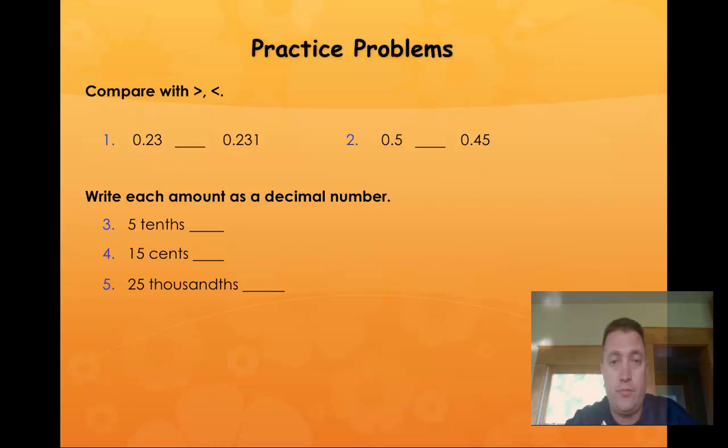All right, so here's some practice problems for you today. I need you to compare the first two with the greater than, less than symbol, okay? And then I just need you to write for 3, 4, and 5. I've given you them in somewhat of a word form here. It's not completely word form because there's numbers there, but I need you to write each of them out as a decimal number. And we'll see you soon.